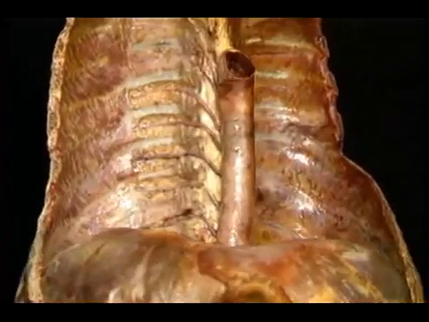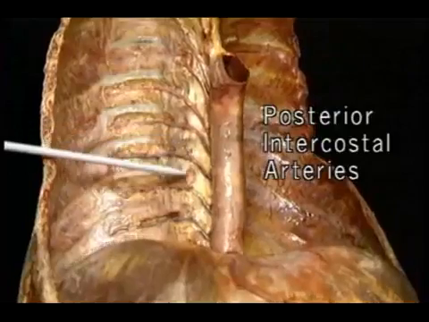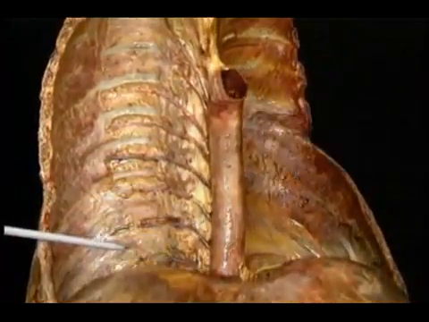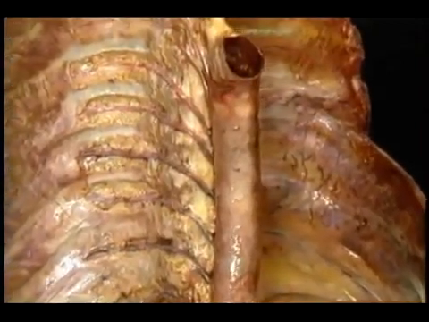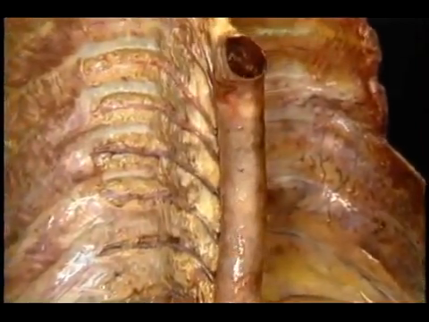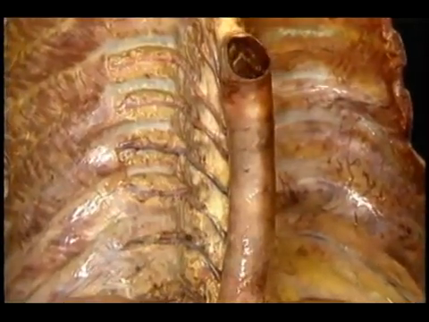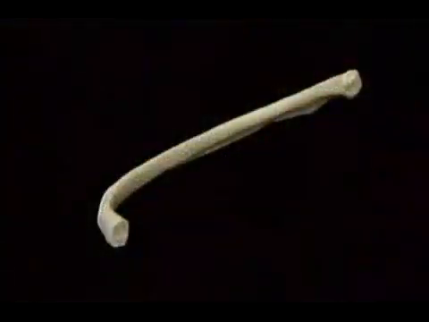On each side, the descending aorta gives off this series of posterior intercostal arteries, one for each of the intercostal spaces except the first two. Each posterior intercostal artery passes along the deep aspect of an internal intercostal muscle, in company with an intercostal vein and nerve. It stays close to the lower border of the rib, in this groove that we saw earlier.